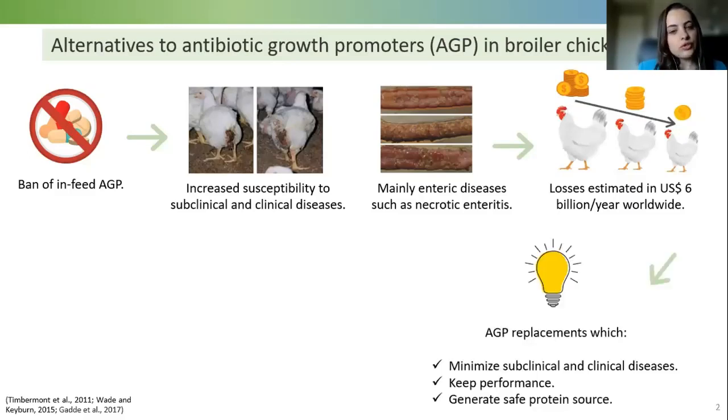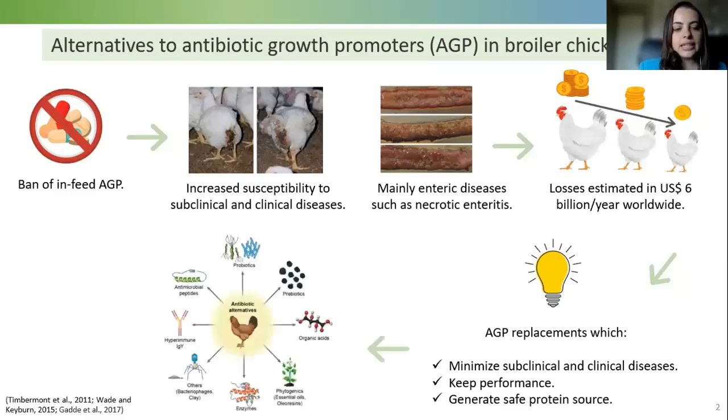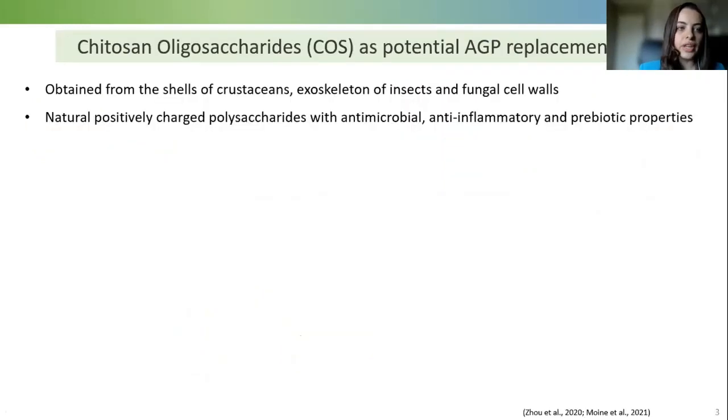So some alternatives to reduce or minimize those losses would be to find a cost-effective replacement able to keep the animal's performance while minimizing subclinical and clinical diseases, and that can also generate a safe protein source for human consumption. In the past decade, several products have been studied. However, there is still a lack of consistency and the results seem to vary from farm to farm. So in this context, we are studying chitosan oligosaccharides, or COS, as a potential AGP replacement.